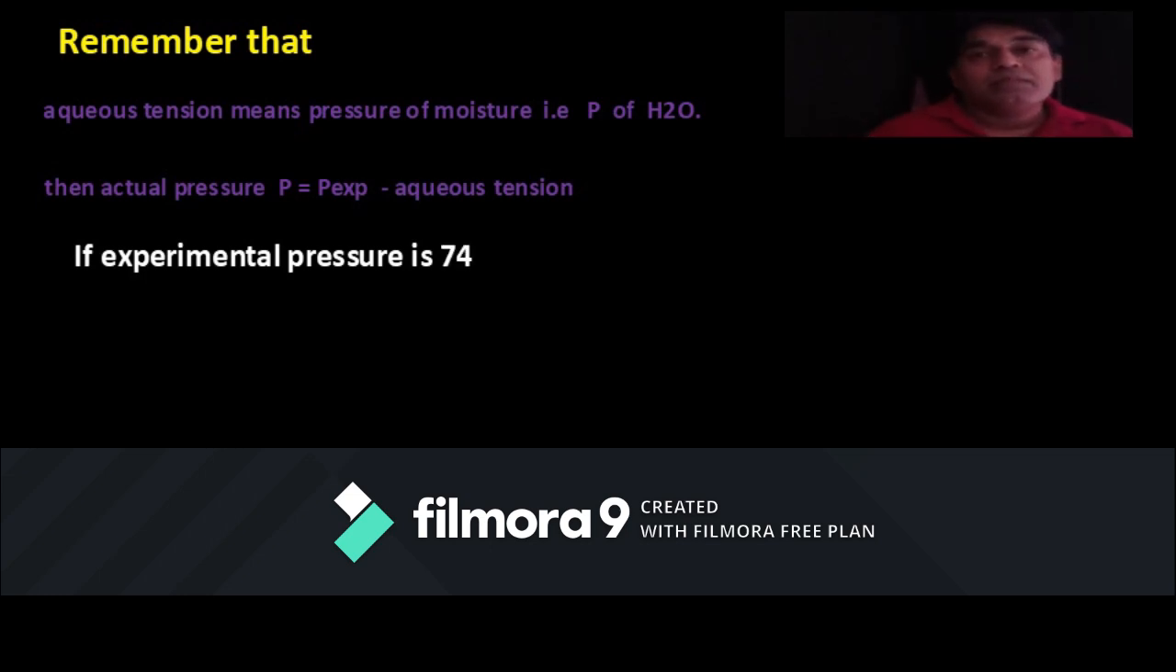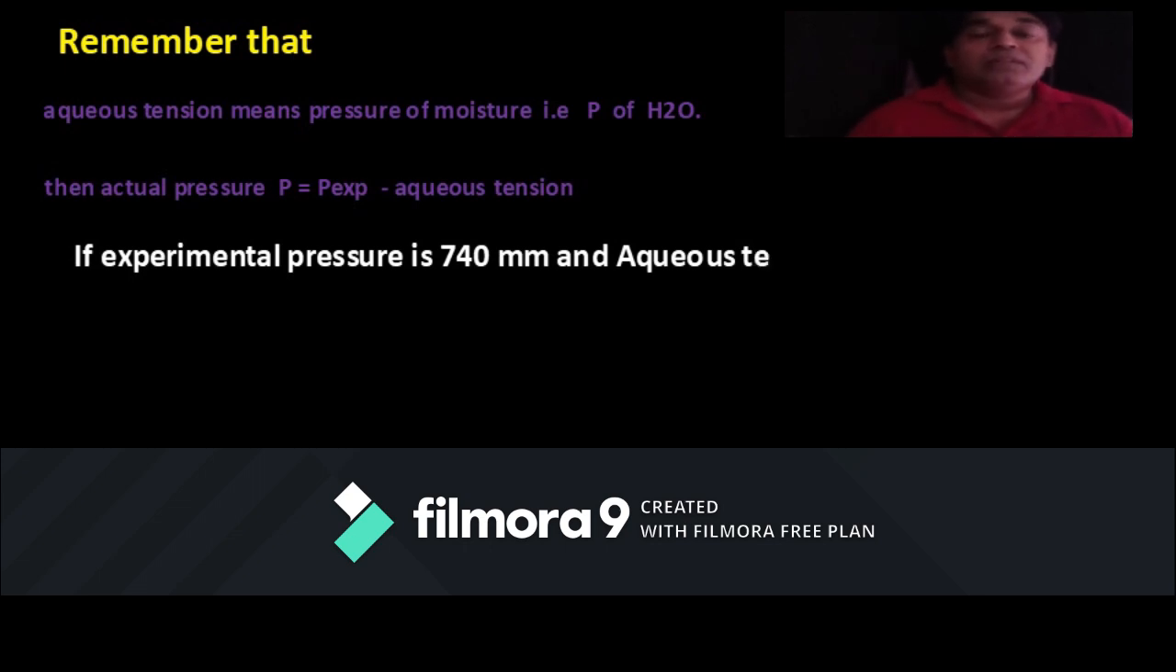The next one, in nature, a number of volatile compounds are also present. They are always converted into gaseous form. Therefore, they give some pressure, and this pressure is counted in the experiment. Hence, for simplification, the pressure of the water and the pressure of the volatile compound are considered as aqueous tension. The aqueous tension depends on the temperature.